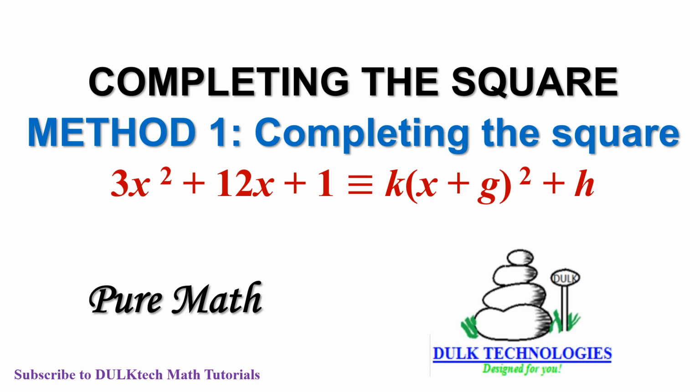In this video, I want to take you through the process of completing the square. When completing the square, we'll be given a quadratic expression, for example, of this type. Then we'll be expressing it in the form k factor of x plus g to the power of 2 plus h, where k, g, and h are constants.